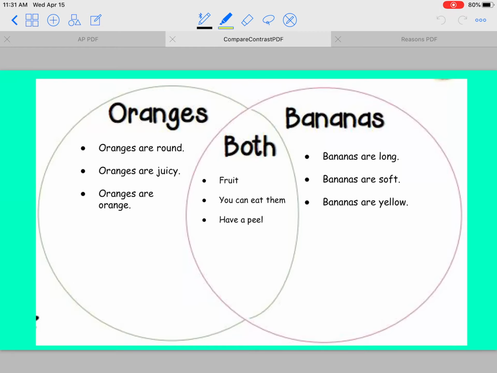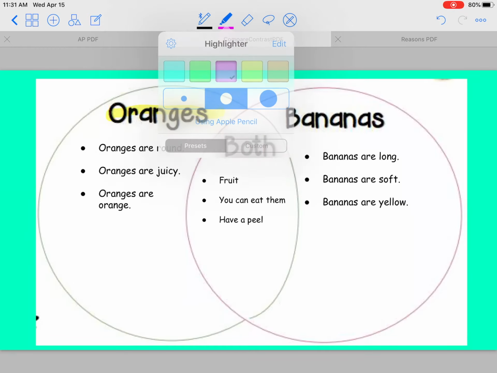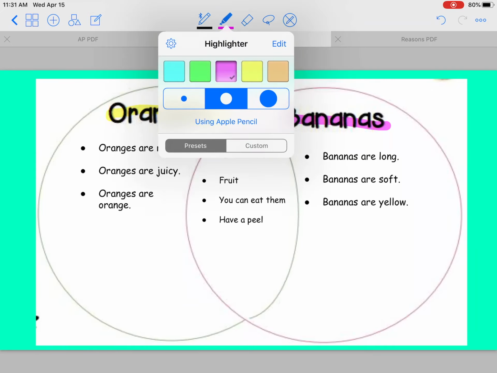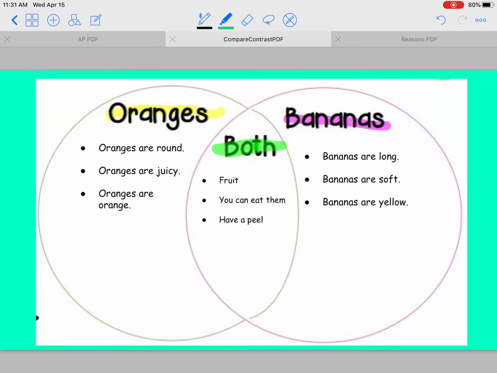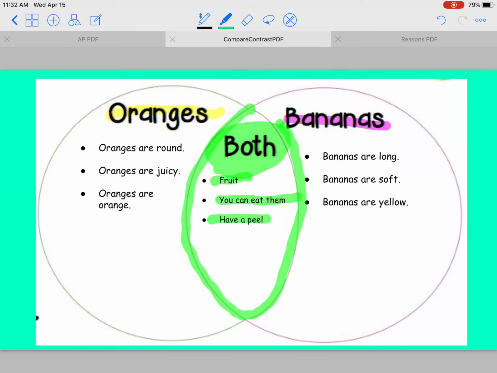objects as earlier. So whenever we talk about oranges and bananas, I know that both of them are going to go on my Venn diagram, but the part that overlaps are going to be the things that are similar about both. So for example, oranges and bananas are both fruit. Oranges and bananas are both edible, which means you can eat them, and oranges and bananas both have a peel. I put these in the middle where the circles overlap. Okay, sorry, I'm not the best artist here.